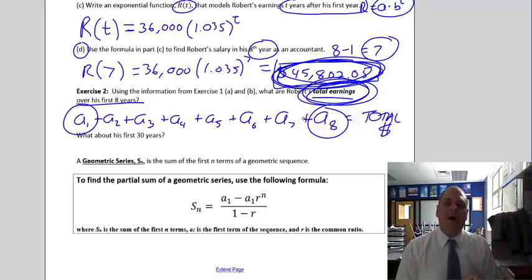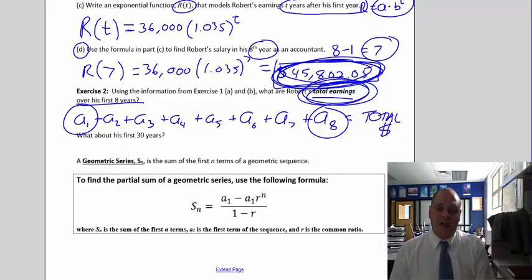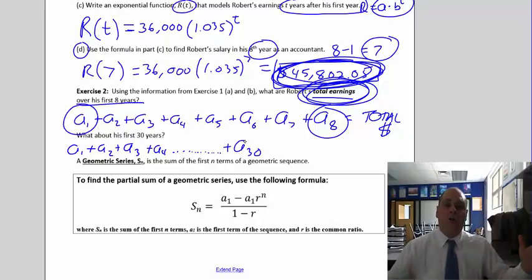But what about if they wanted his total salary for his first 30 years? Now think about how hard that would be to do. You'd have to find A1, then you'd have to find his second year salary, then his third year salary, then his fourth year salary, and you'd have to find every year's salary all the way up to his 30th year salary, and you'd have to add all those up. That right there is an example of a geometric series. It's a series of numbers added up to a certain amount, and then it'll stop. But think of how hard that would be to do.